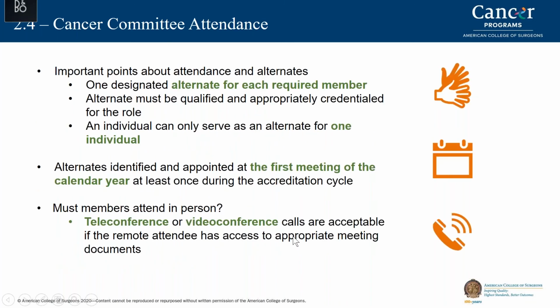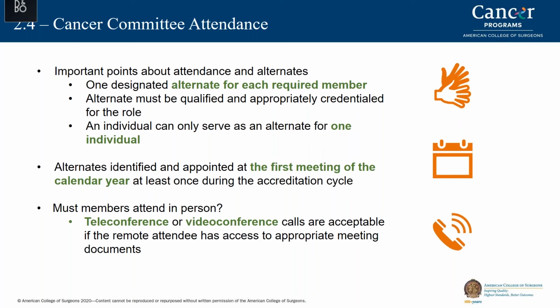Now, there are, again, important points about attendance, and that covers the alternate situation. There could be one designated alternate for each required member. We've already stated that the CLP can be and is the alternate for the chair of the committee. Now, the alternate must be qualified and credentialed for that particular role, such as if a medical oncologist cannot be at the meeting, another qualified medical oncologist should be sitting in at his or her place. An individual can only serve as an alternate for one other individual.